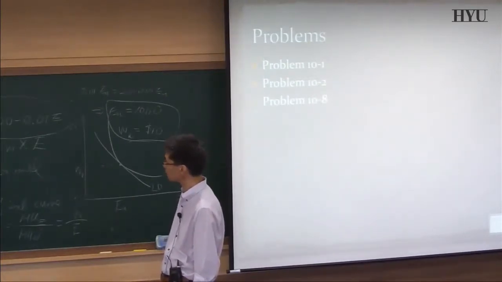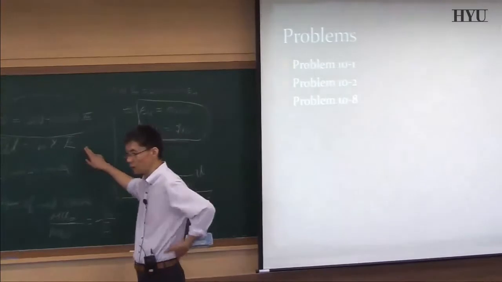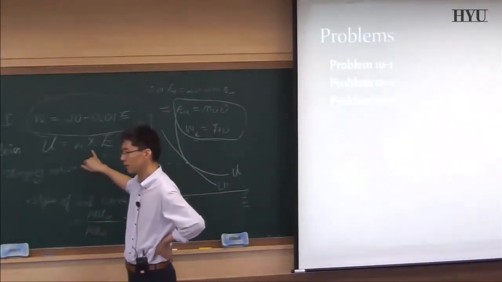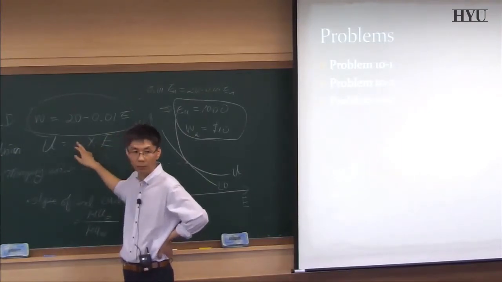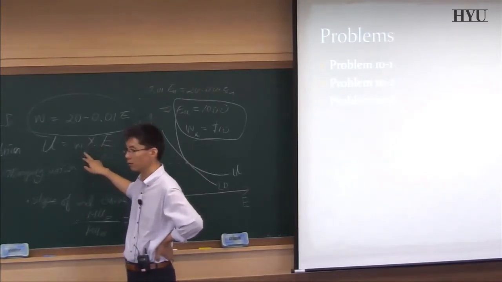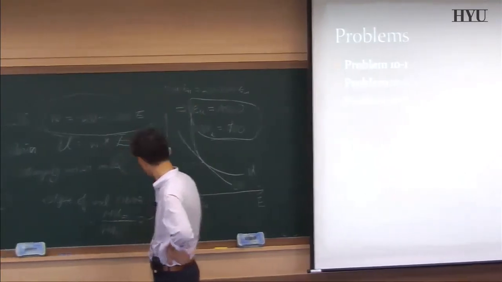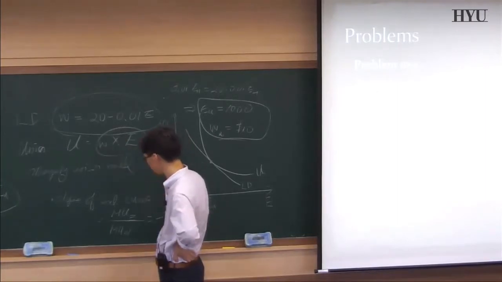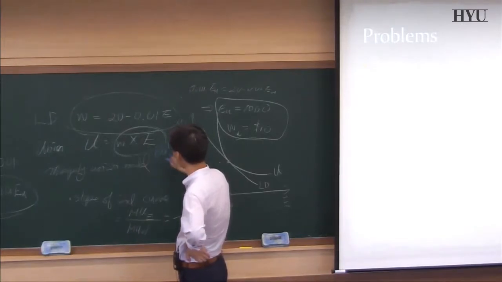One thing that is interesting about 10-1 and 10-2 is the form of the indifference curve, the form of the utility function. In the first case, U equals W times E. So what is W times E? This is how much in total union members get, right? Each union member gets W dollars times how many? E members. So this is the union wage bill. You can say that this is the total wage bill for union members.